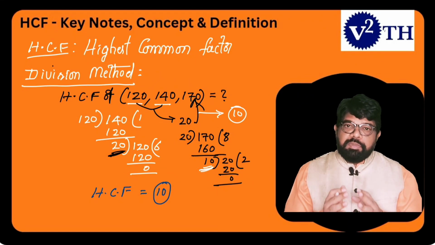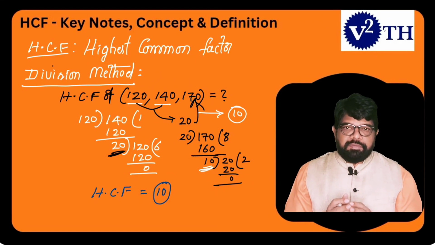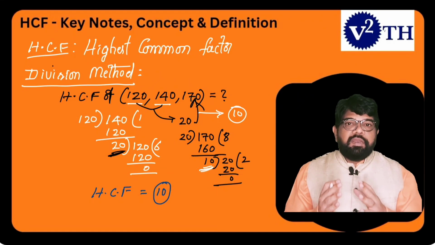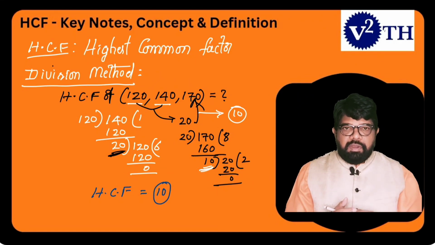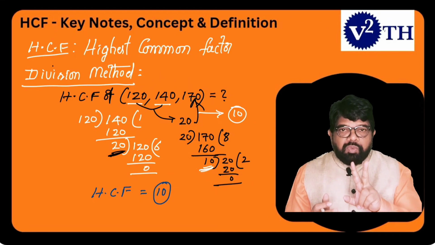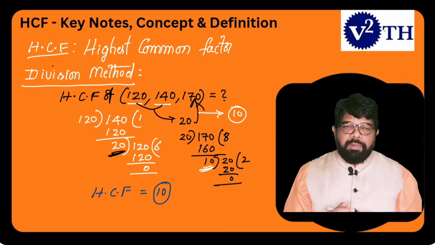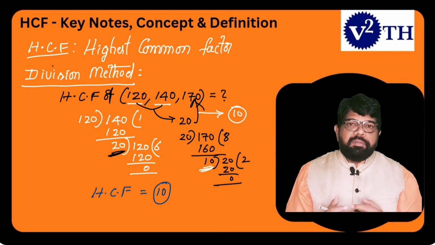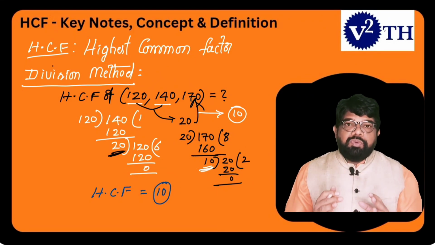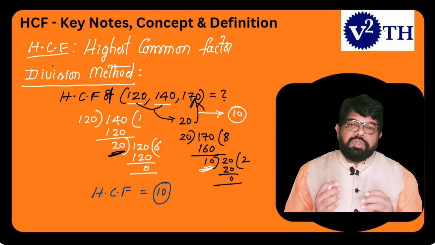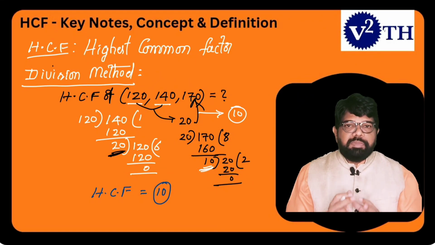Understood? This is the division method to calculate the HCF. It also takes a lot of time. Suppose 5 values or 4 values are given. In this division method, at a time we have to calculate only for 2 values. It also takes a lot of time. Generally we don't follow this method either. But you have to know the division method, how to calculate the HCF.